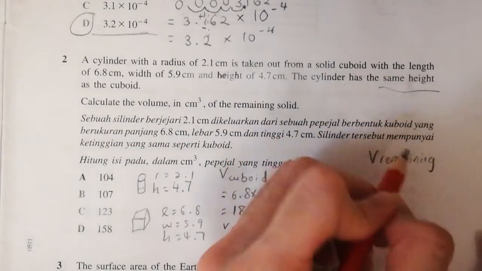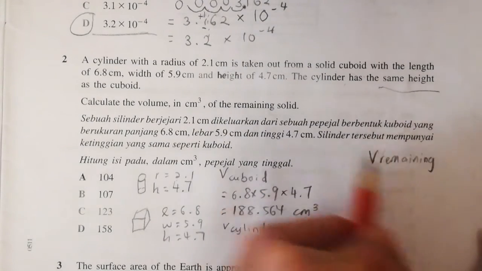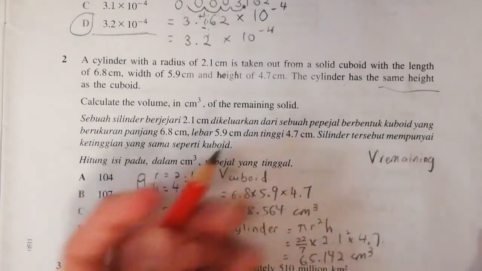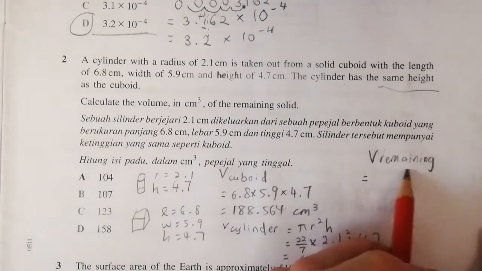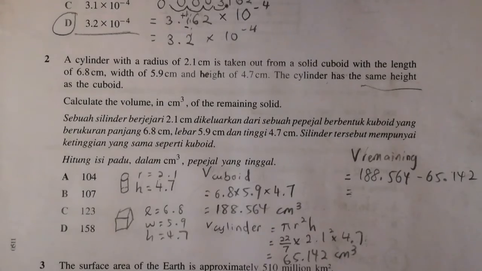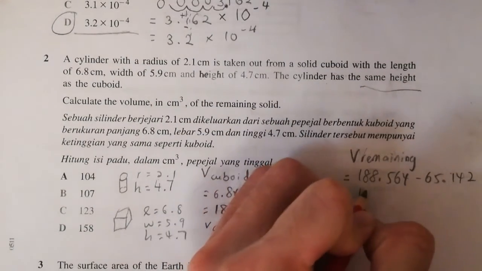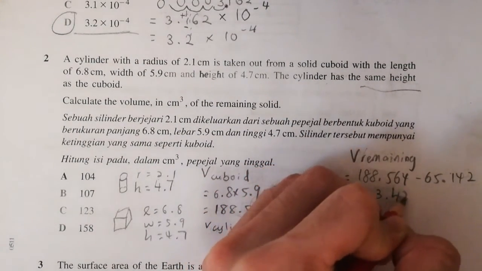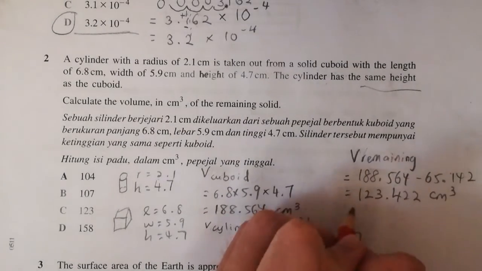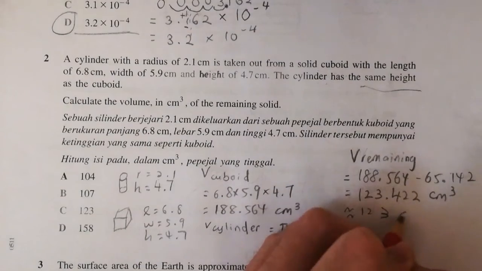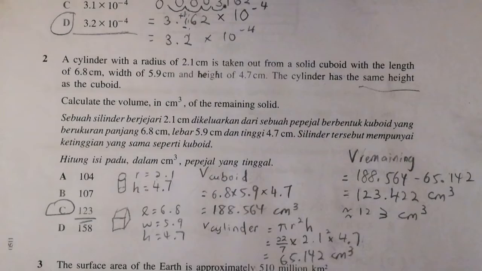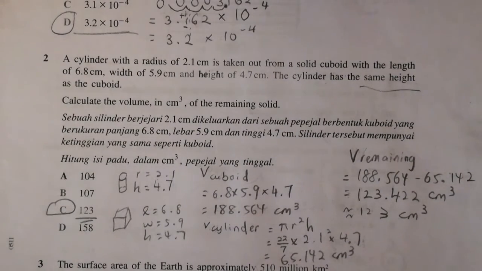So this is paper 1. You do not have to write it in full. I'll just write it as V, capital V, volume of the remaining solid. So the volume of the remaining solid is the volume of cuboid minus the volume of cylinder, which is 123.422 cm cube. And when we round it off to the nearest whole number, it would be 123 cm cube, which is C, 123. So far so good?